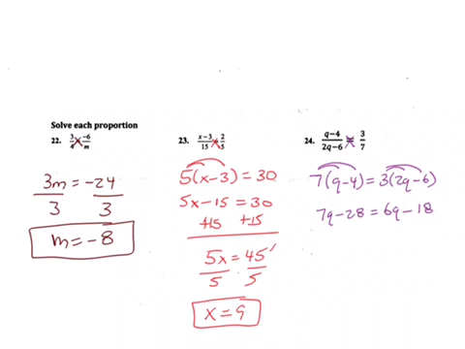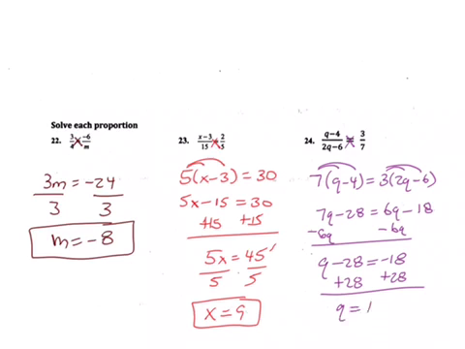We're going to try to get our variables on one side, so I'm going to subtract 6q from both sides. I've got q minus 28 equals negative 18. I'll then add 28 to both sides. And I get q equals 10.